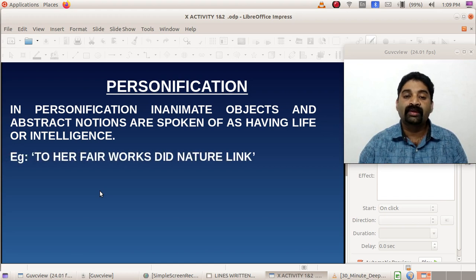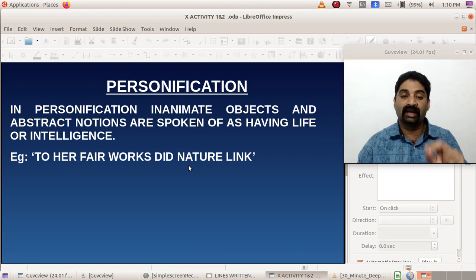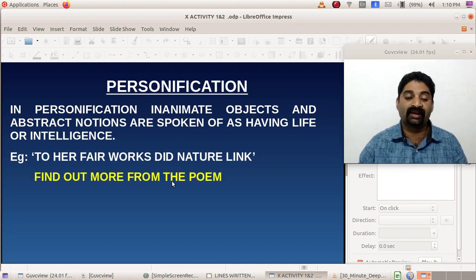See an example from our own poem: To her fair works did nature link. To her. So what do you understand? Her means nature is considered to be a woman. So when you add human qualities or a life to an inanimate object or to an idea, that is called personification. You can find out more examples from the poem. That is your activity, and understand what is personification. Clear? You have to do that as a work and send it to me in Google Classroom or WhatsApp. I prefer you send it by Google Classroom because it can be saved there.